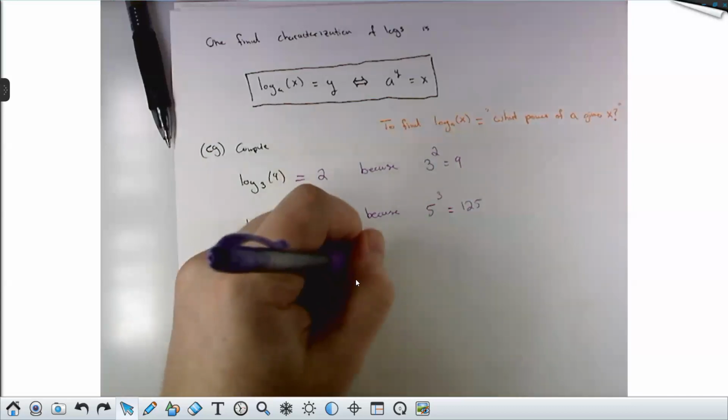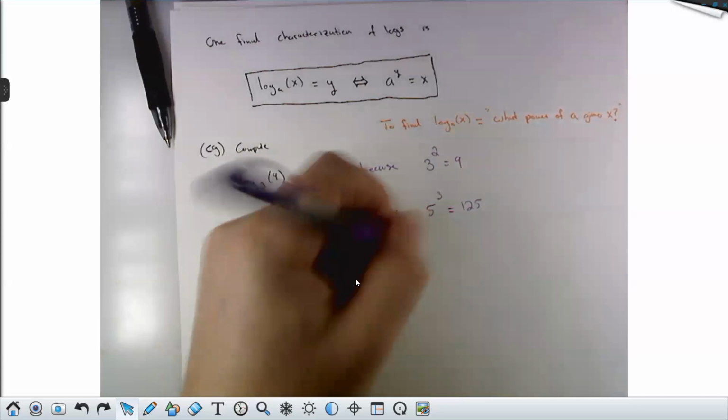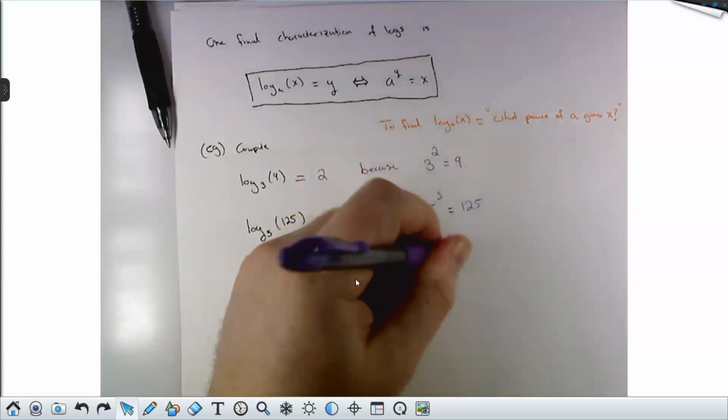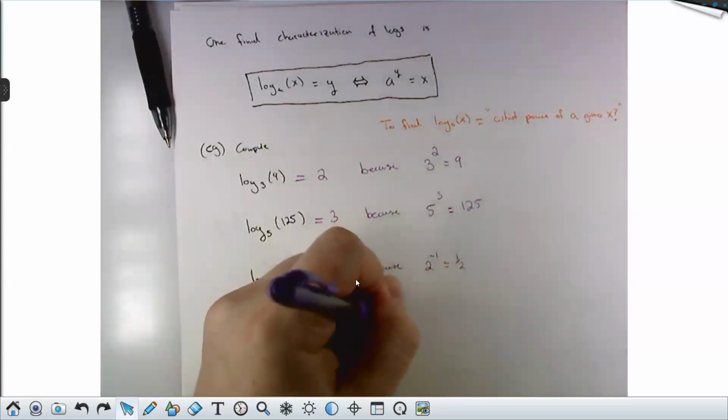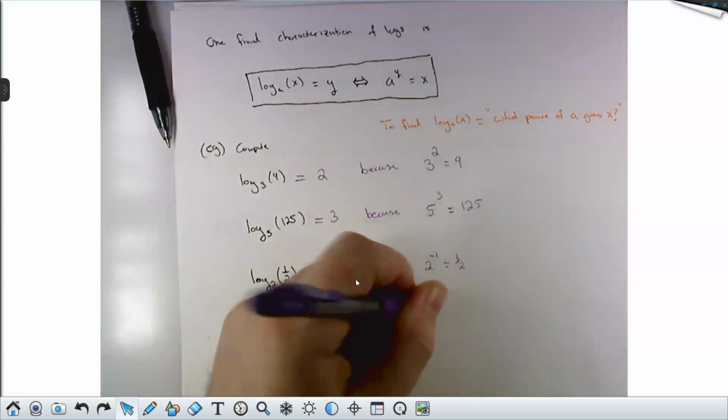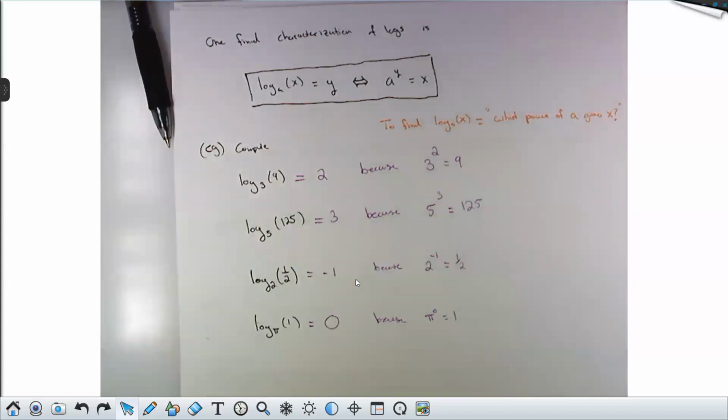This is because 2 to the -1 is 1/2. And this is because pi to the 0 is 1. Okay, so if somebody asks you, just find the log, base whatever of whatever, think of it like this. Some of these are really hard though. Like if I asked you for the base 3 log of 10, I'd be like, well, 3 squared is 9, but 3 cubed is 27. 10, what power of 3 gives me 10?